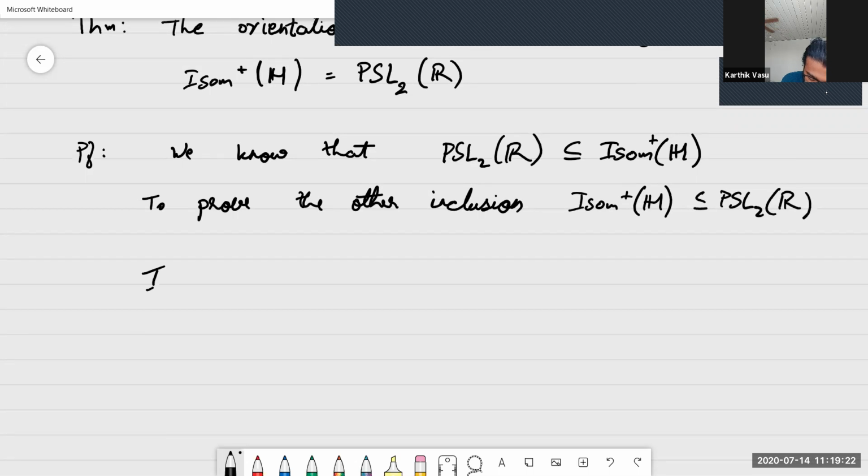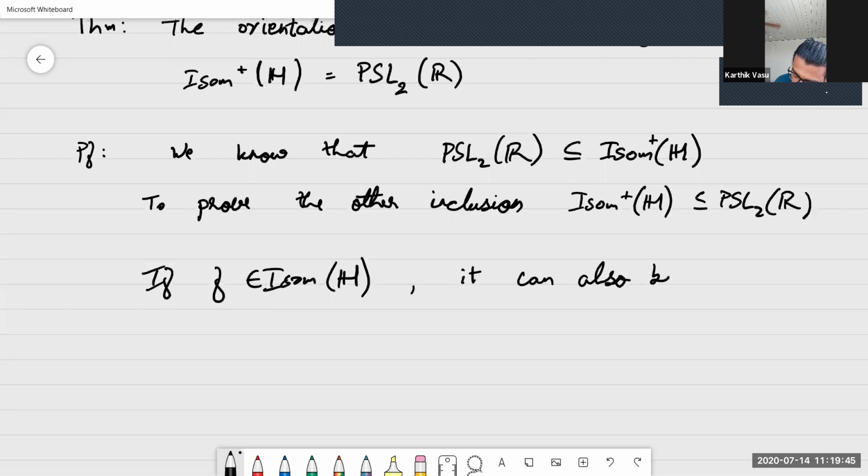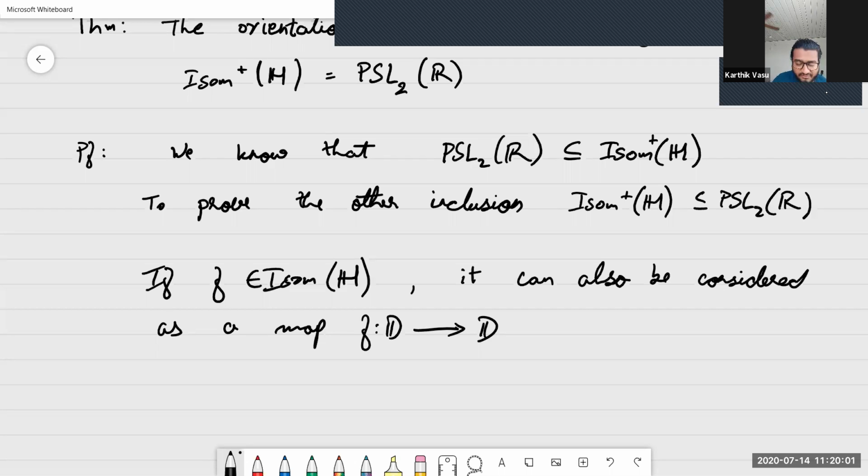So take any element of this isometry group. This is a diffeomorphism from H to H, but it can also be considered as a map from D to D. You will do this by just pre-composing by something and post-composing by the inverse of the same thing. I should say this is a different map, but I will abuse the notation right now.